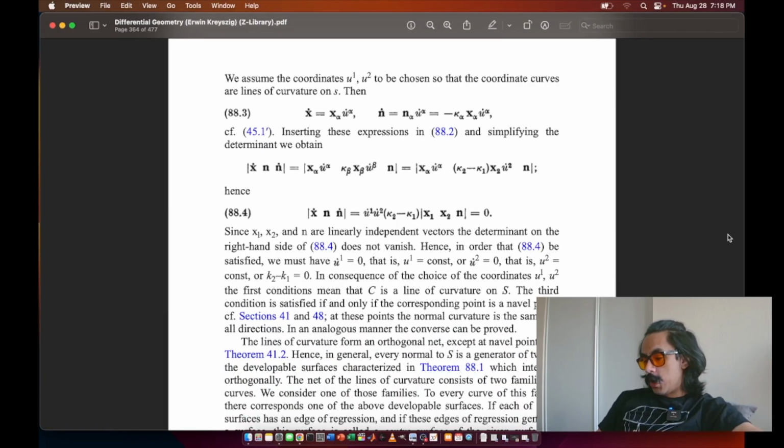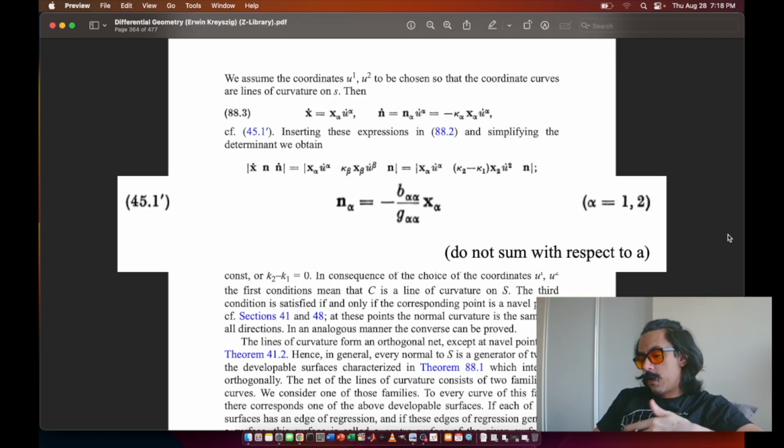We assume the coordinates u1 and u2 to be chosen so that the coordinate curves are lines of curvature on S. Then x dot is equal to x sub alpha times u dot superscript alpha, and n dot is equal to n sub alpha times u dot superscript alpha, which is equal to negative kappa sub alpha times x sub alpha times u dot superscript alpha. This is from the formulae of Weingarten.